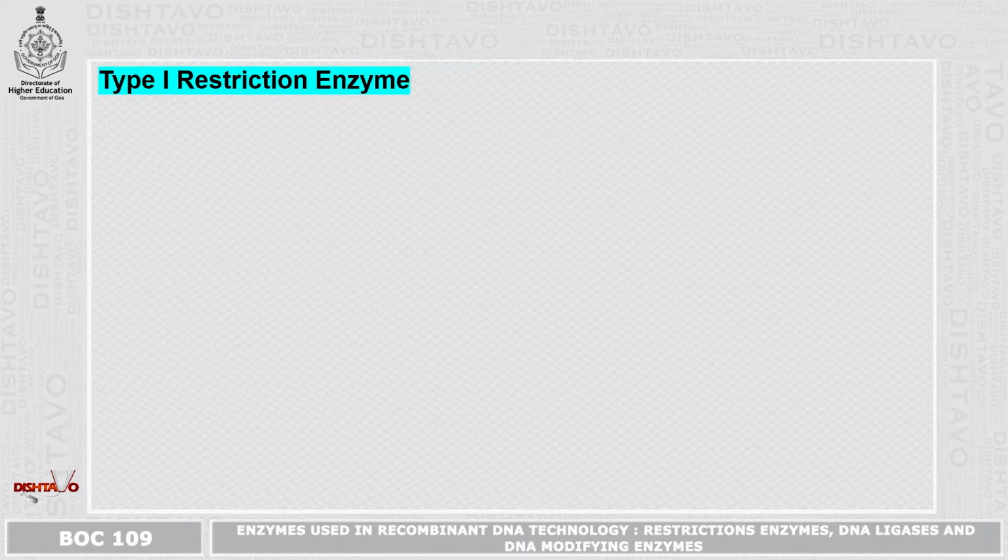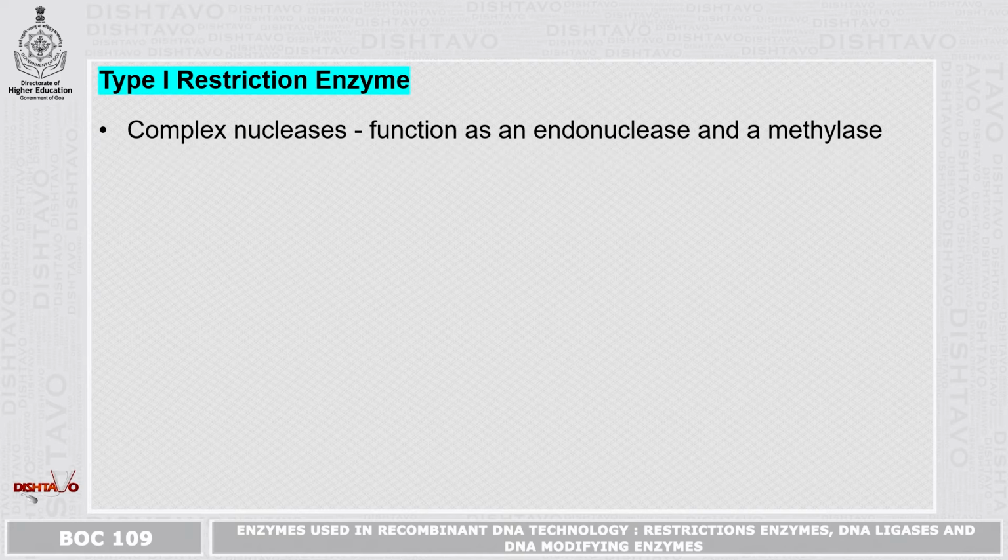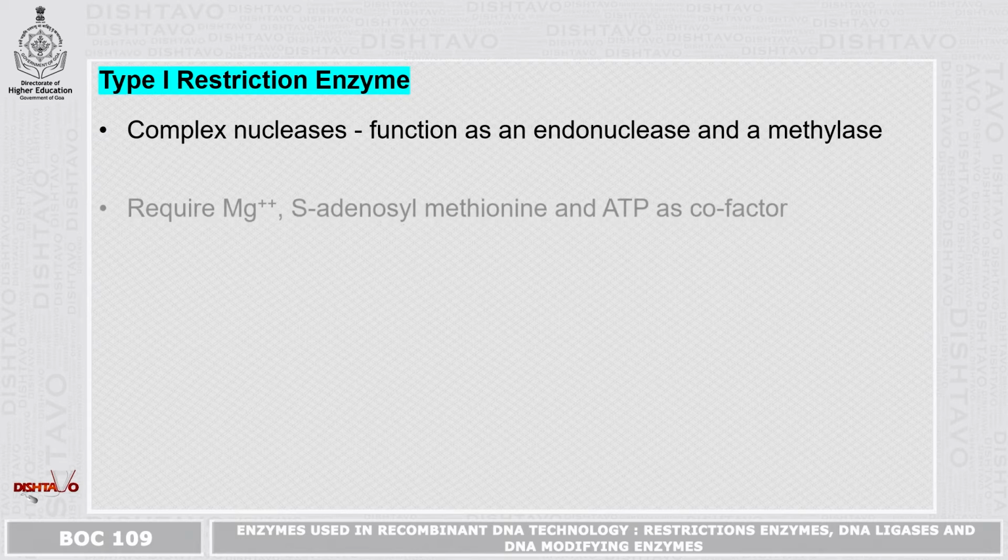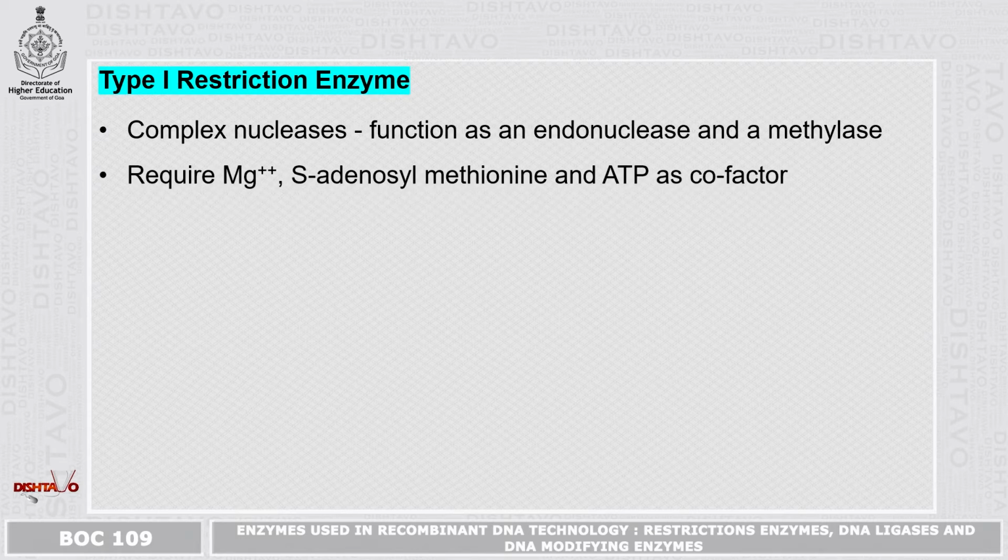Type 1 restriction enzymes are complex nucleases which function as an endonuclease and a methylase. They require Mg+2, S-adenosylmethionine, and ATP as cofactors. Mg+2 is required for the catalytic activity of the enzyme. They are single multifunctional enzymes and consist of three subunits: restrictive subunit, modification subunit, and specificity subunit.